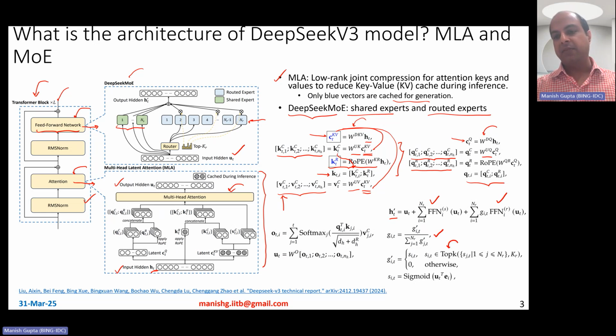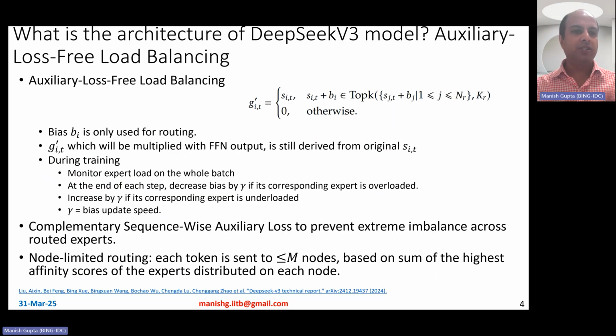In DeepSeek V3, they basically use top 8. So they choose top 8 experts out of 64 so as to essentially decide where the token should be routed amongst the routed experts. However, shared experts are actually used for all tokens. Now let's look at other innovations in the DeepSeek V3 model: auxiliary loss-free load balancing.